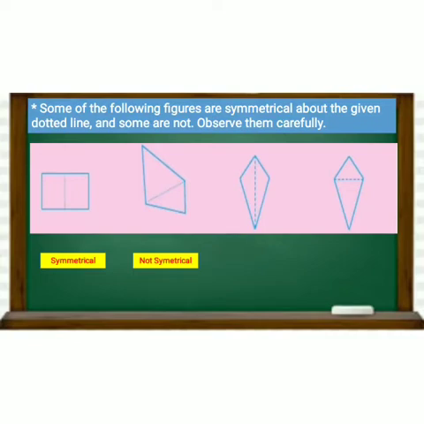Third one, again children, observe carefully. Along the dotted line, if we observe it, the first part exactly falls on the other. So this is a symmetrical figure. And the same figure we are taking again, but the dotted line is given horizontally. And if we fold it horizontally, then the first part does not fall exactly on the second part. So this figure is not symmetrical.